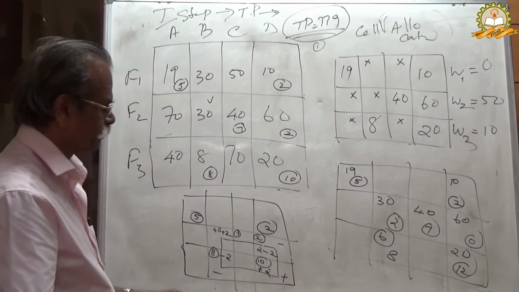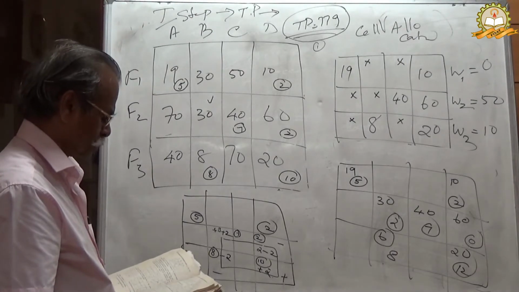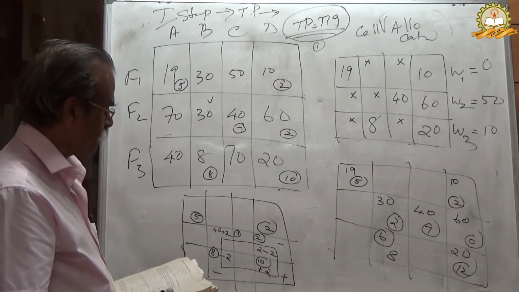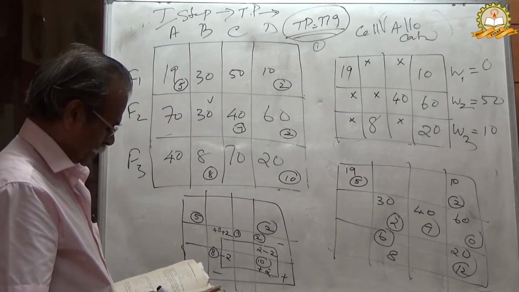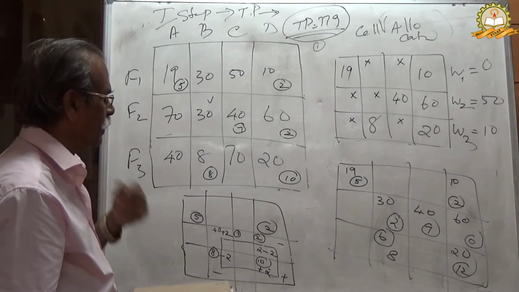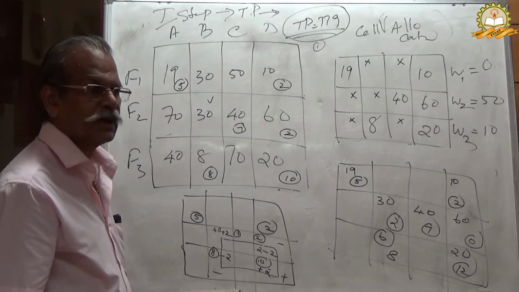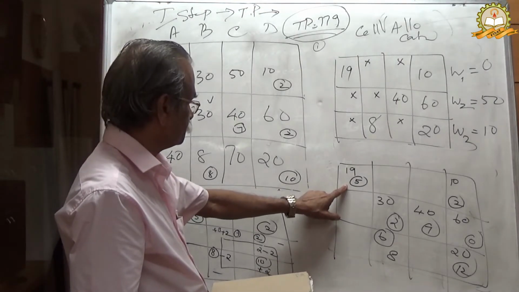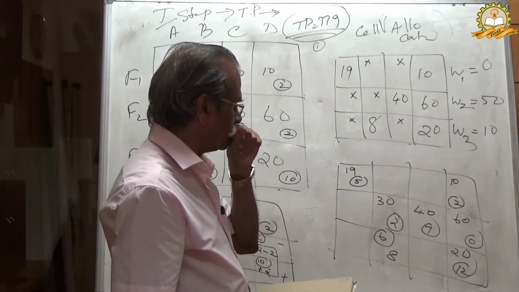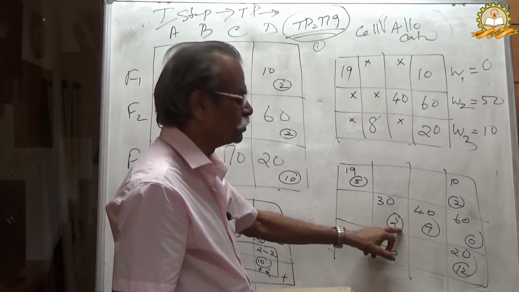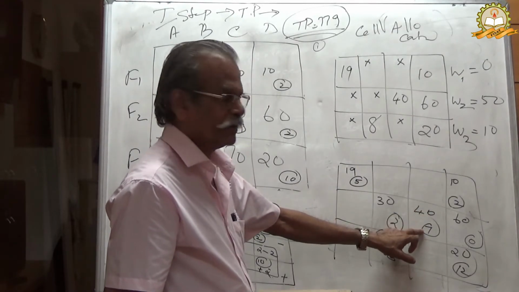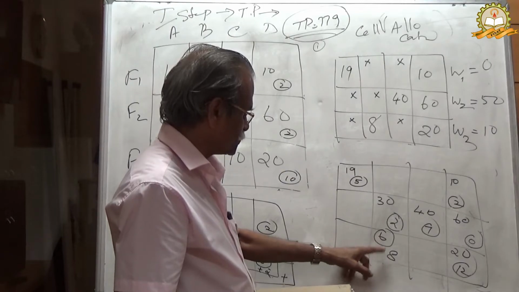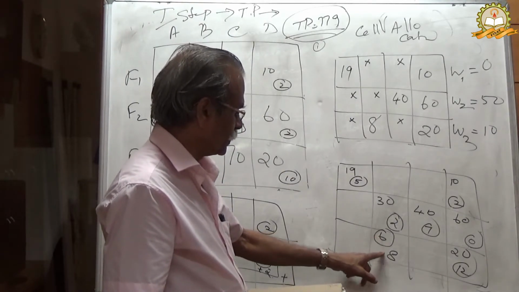10 plus 2. Therefore, you can write the transportation cost can be 19 into 5 plus 10 into 2 plus 30 into 2 plus 40 into 7 plus 60 into 0, then plus 6 into 8, and 20 into 12.